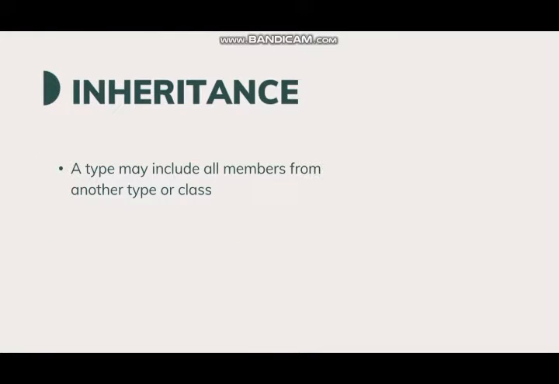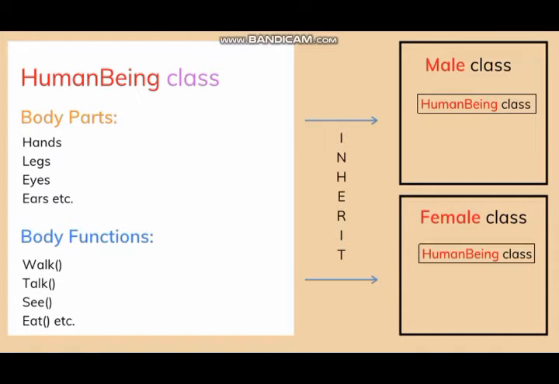Next is inheritance. A type may include all members from another type or class. Example, considering the human being class which has properties like hands, legs, eyes, ears, and functions like walk, talk, see, eat. Male and female are also classes, but most of the properties and functions are already included in the human being class. So they can inherit everything from the class human being using the concept of inheritance.